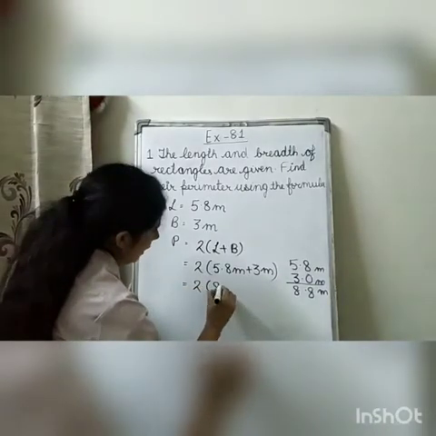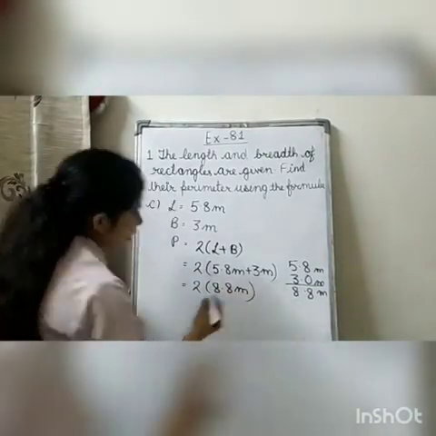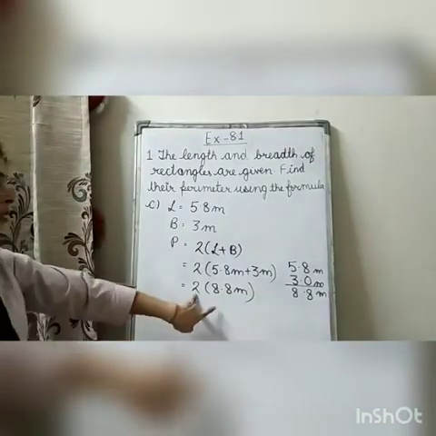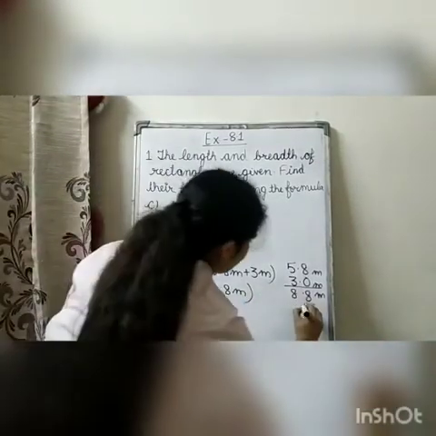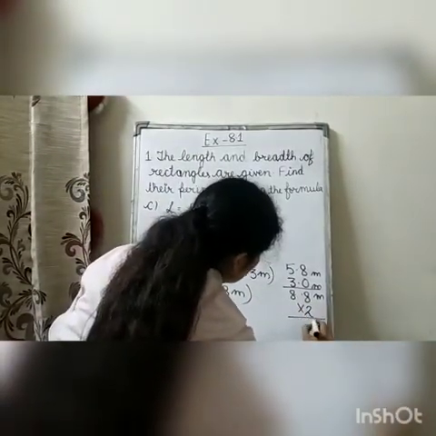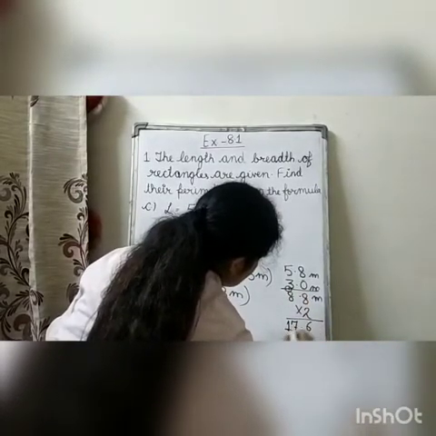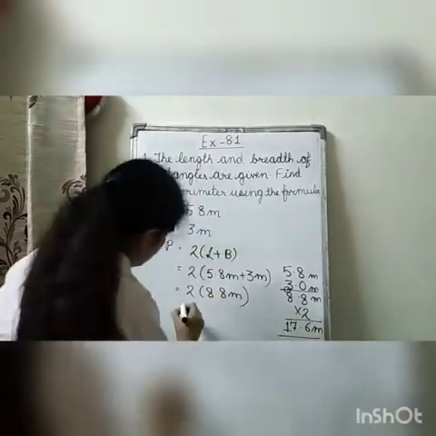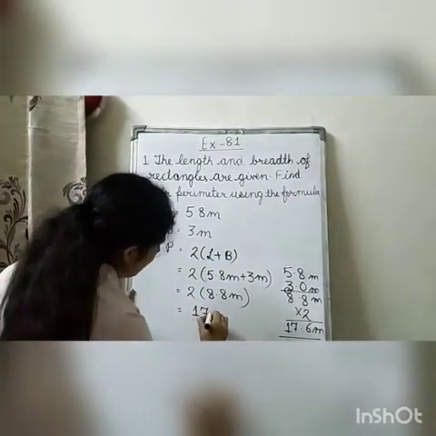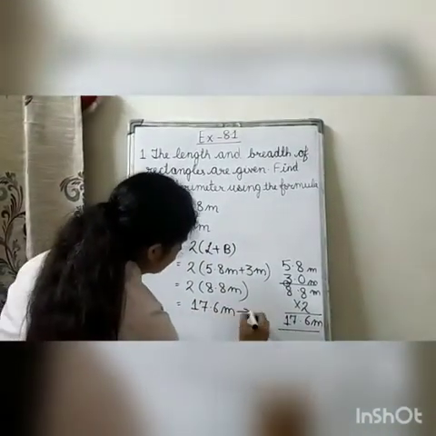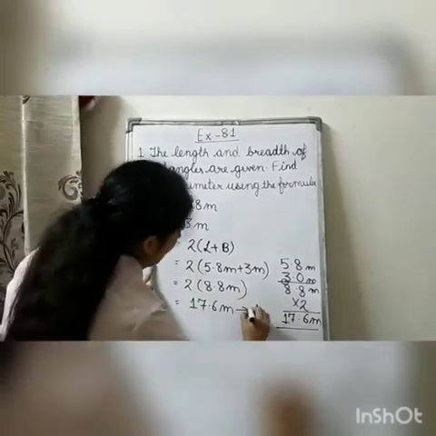2 multiply 8.8 meter. Now we need to multiply these two numbers. So here we will multiply in the rough. 2 8s are 16. 2 8s are 16 and 1, 17. Put one decimal over here. Meter. So our final answer is 17.6 meter. This is the perimeter of this rectangle.